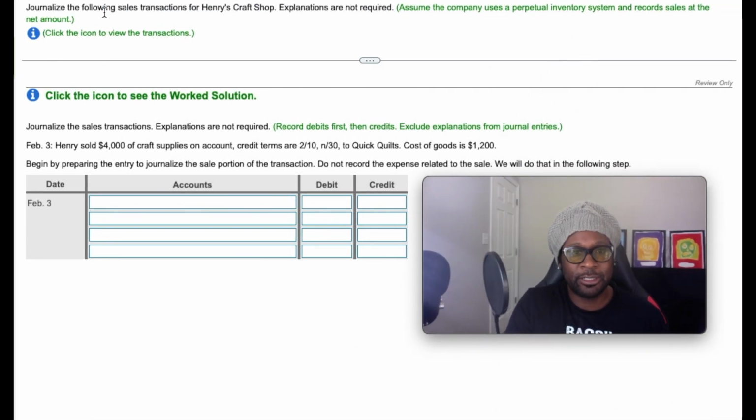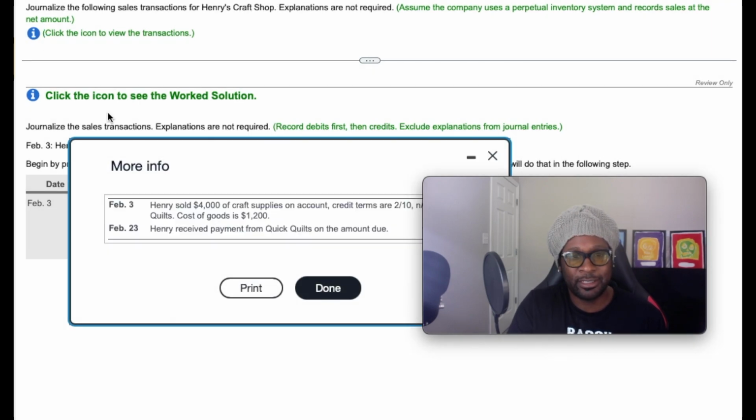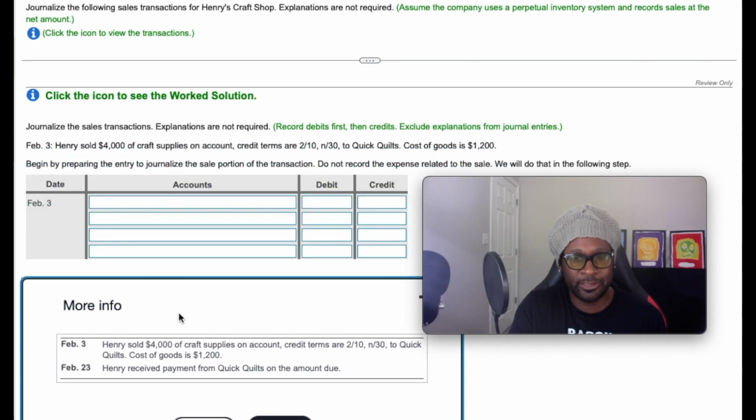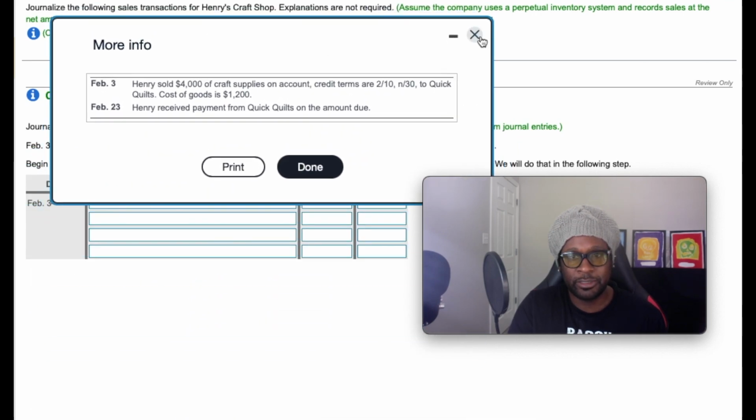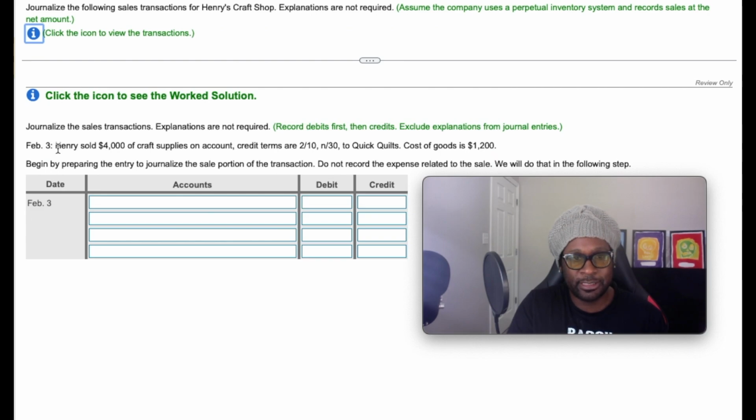It tells us to journalize the following sales transactions for Henry's Craft Shop. Explanations are not required. Then we have some information here for Henry. And then it tells us to journalize the sales transactions. All right, gang, so we are dealing with inventory.